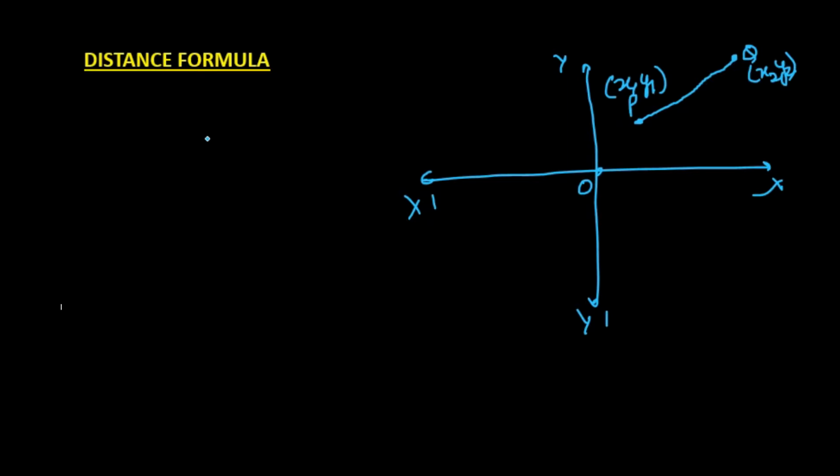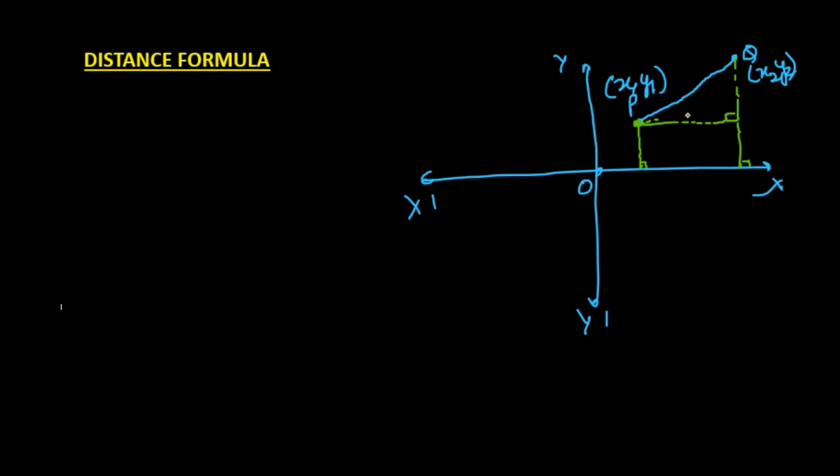We will be deriving the distance formula, and it is just an application of Pythagoras theorem. So let us drop the perpendicular from point P on the x-axis, and let us drop the perpendicular from point Q on the x-axis. And we also drop a perpendicular from point P on this line.